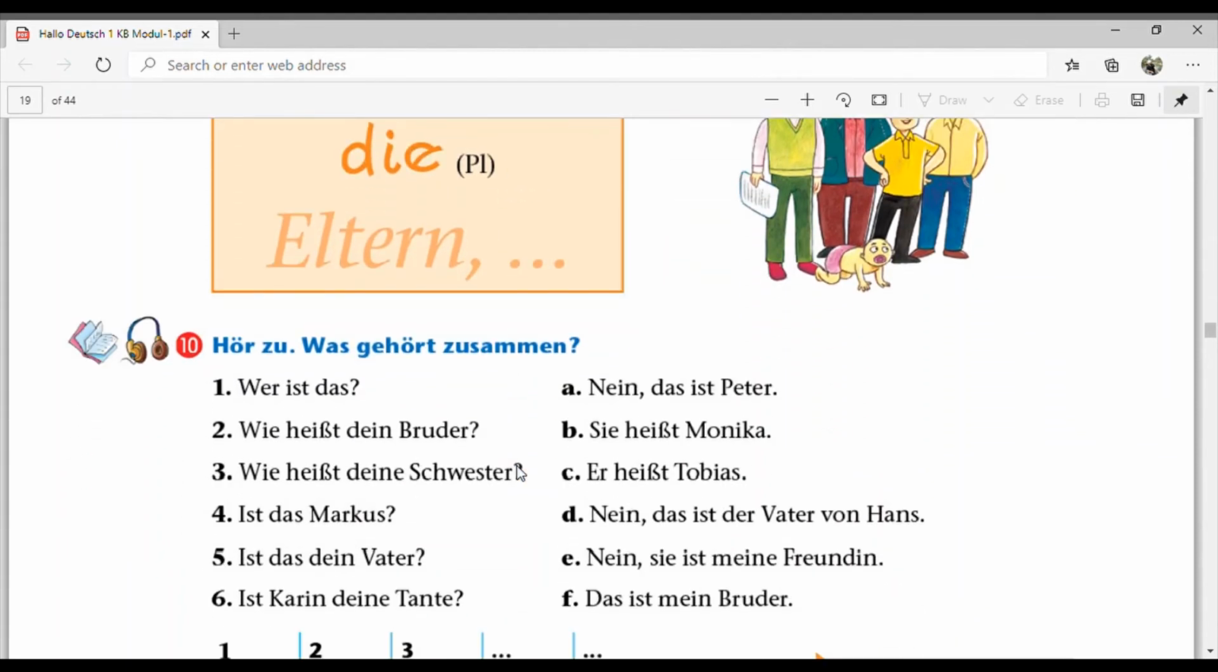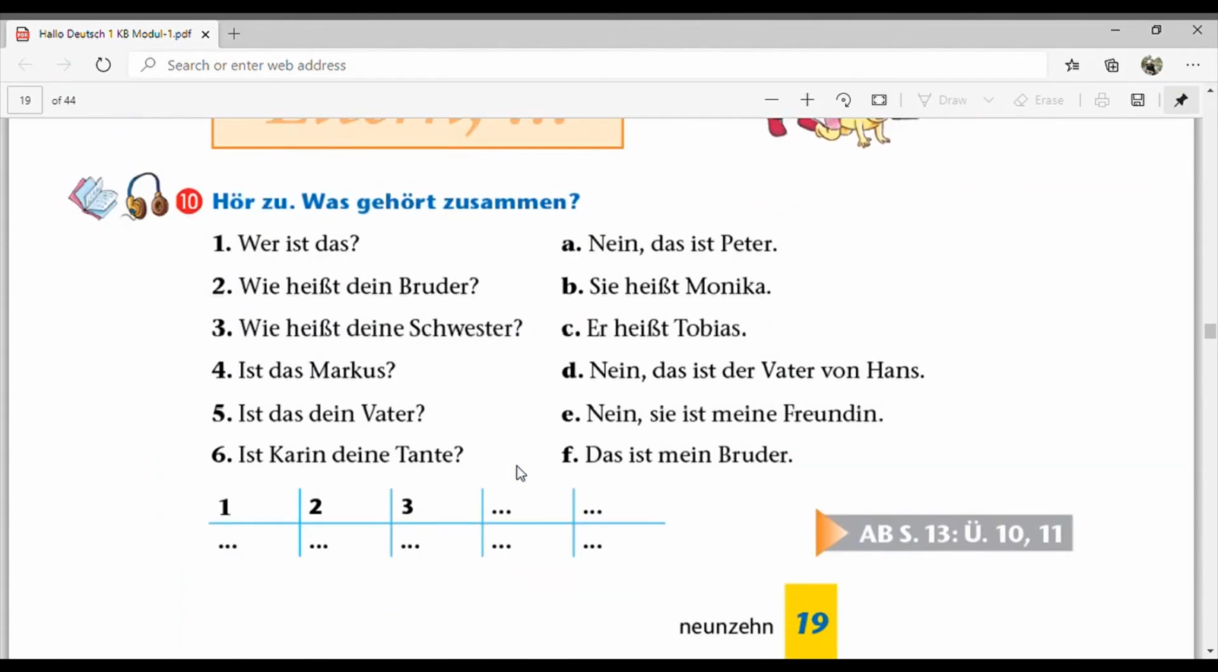Yeah. So Nummer 10 is hör zu, was gehört zusammen. So that means listen carefully and then find out what belongs together. We have to listen and then find out. So as I always mention, before listening, just go through the information which is given in the exercise and read it carefully, and then it will be easy for you. Okay, so we are going to read all sentences.